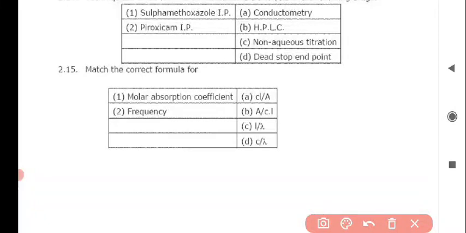Next question is match the correct formula. First is molar absorption coefficient. The correct answer for this is option B, A upon CI. Second is frequency, and the correct answer for this is option D, C by lambda.